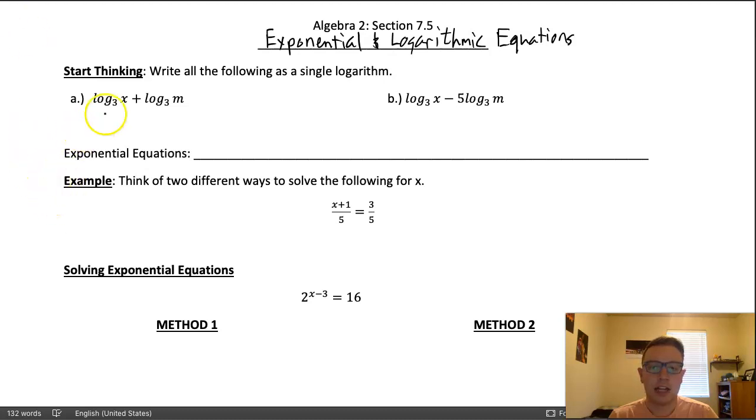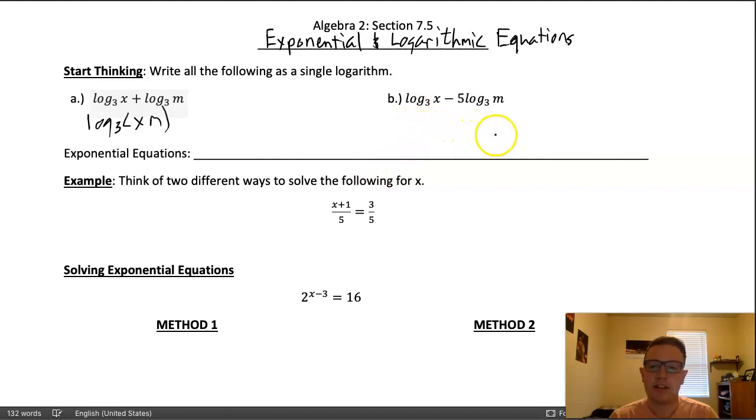Now to start off with, we have a couple of logarithms for you to solve here. How do we combine these logarithms? Log base 3 of x plus log base 3 of m. Remember, addition is the same thing as multiplying on the interior. So log base 3 of x plus log base 3 of m is log base 3 of x times m.